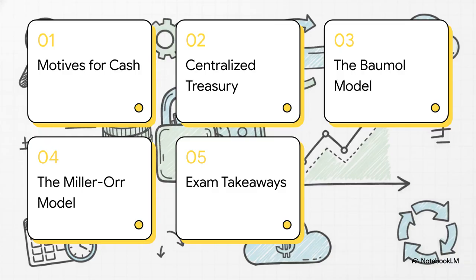Okay, let's dive right into this. Our roadmap for today is pretty straightforward. First, we'll look at the motives for holding cash. Second, centralized treasury and forecasting. Third, the Baumol cash model. Fourth, the Miller-Orr cash model. And we'll wrap up with your key exam revision takeaways.